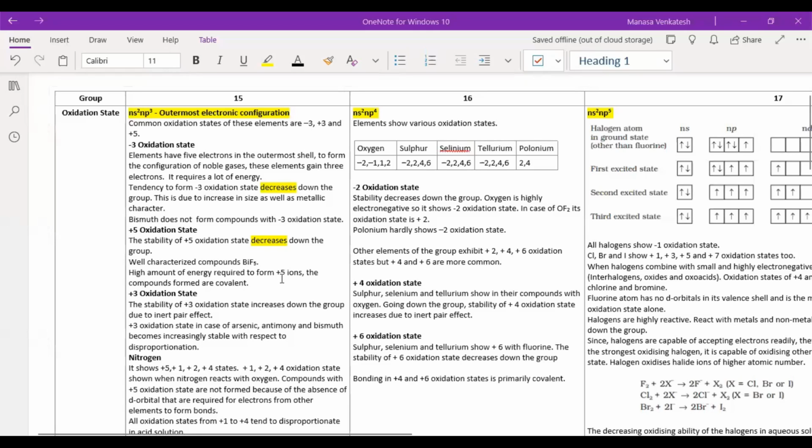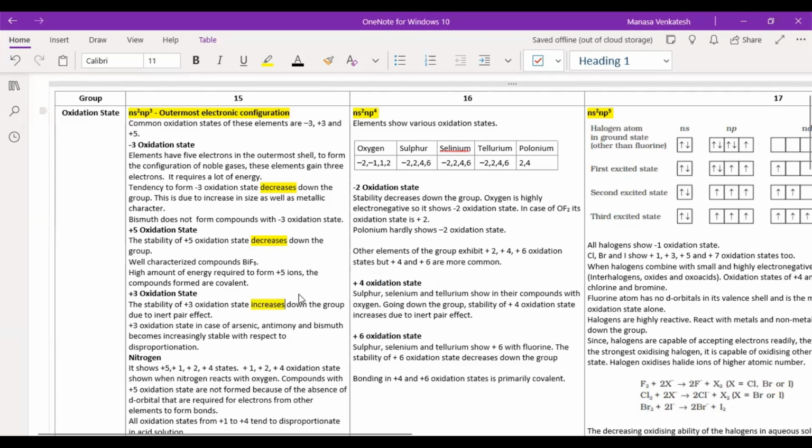So a high amount of energy is actually required for the formation of the +5 ions. And these compounds are actually covalent in nature. Next is the +3 oxidation state, which means these 3 electrons are going to get removed. So you have an ns2 as the outermost electronic configuration. And the stability of this +3 oxidation state actually increases as we go down the group.